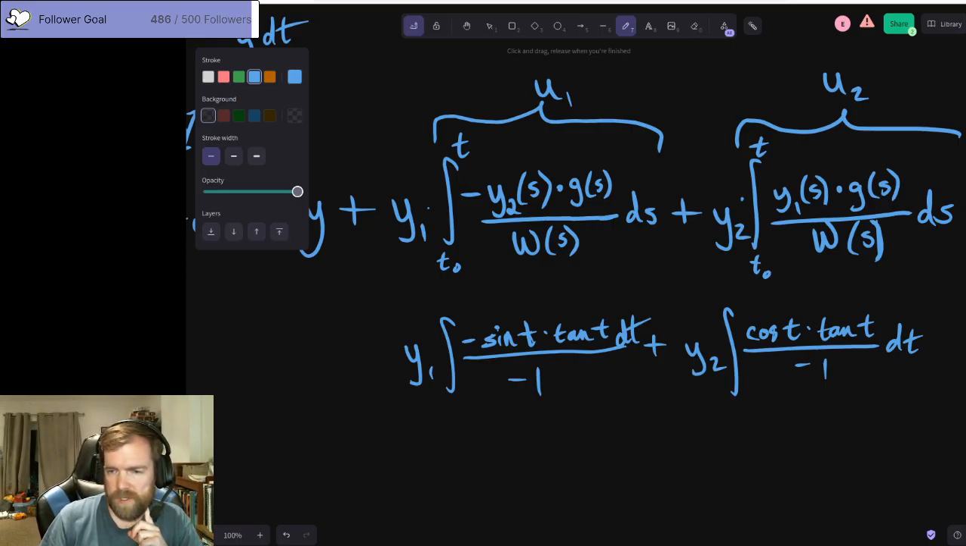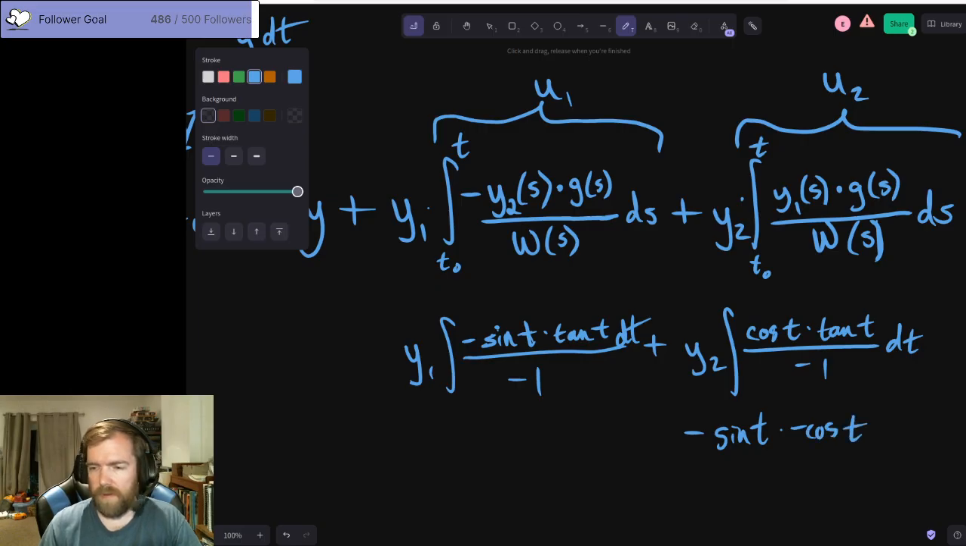So this one's going to be just easier to run with. This is going to be our y2, negative sine of t times, this was sine over cosine times cosine. It's just going to get a sine. And then we take the integral, and that gets us a negative cosine. Whereas over here, we've got a cosine of t times the integral. This is our sine squared of t over cosine of t dt.